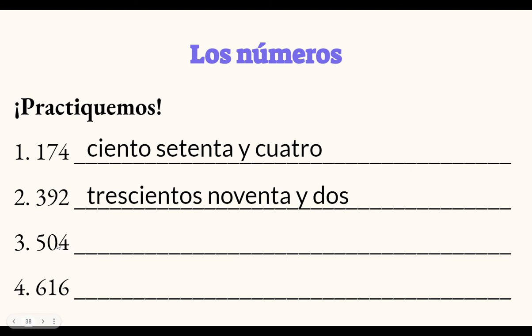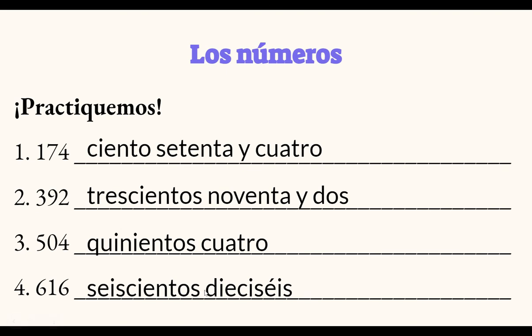504. Notice there is not a tens here. So we just write quinientos cuatro. We do not use y here. We don't say quinientos y cuatro. You say quinientos cuatro. And 616, seiscientos dieciséis. So even though we have both a tens and a ones, 16 is in that 10 to 20 group. So we just use the number for 16, dieciséis.